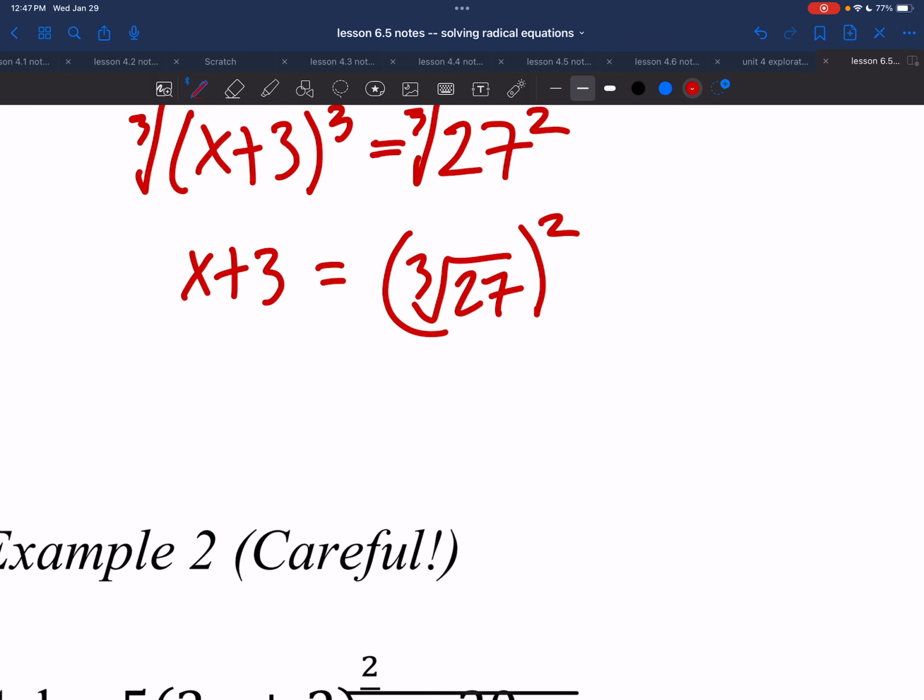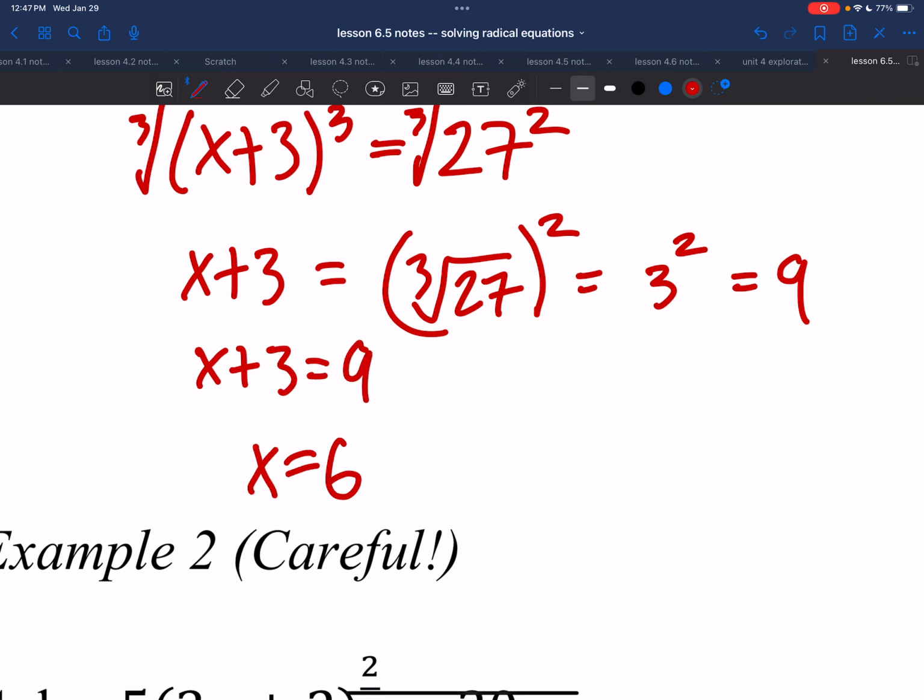Now wait a minute. What's the cube root of 27? 27 is a perfect cube. It's 3 times 3 times 3. So the cube root of 27 gets me 3, and then you still have that exponent of 2. And of course, 3 squared, 3 times 3, is 9. So what I have here is x plus 3 equals 9. Subtract 3 from both sides, and we have our answer, x equals 6.